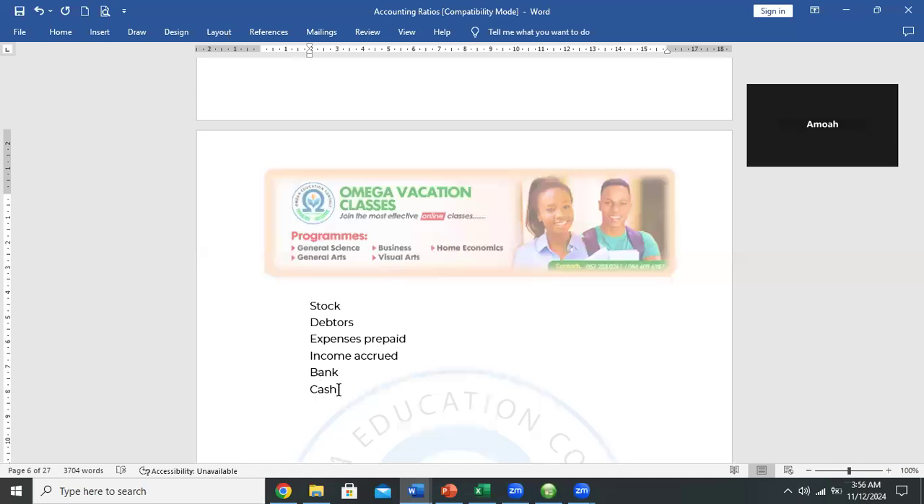Which of the following is the most liquid asset? And you have maybe cash, bank, creditors, something. You're able to get that. Any question up to this point before we continue? Any question?